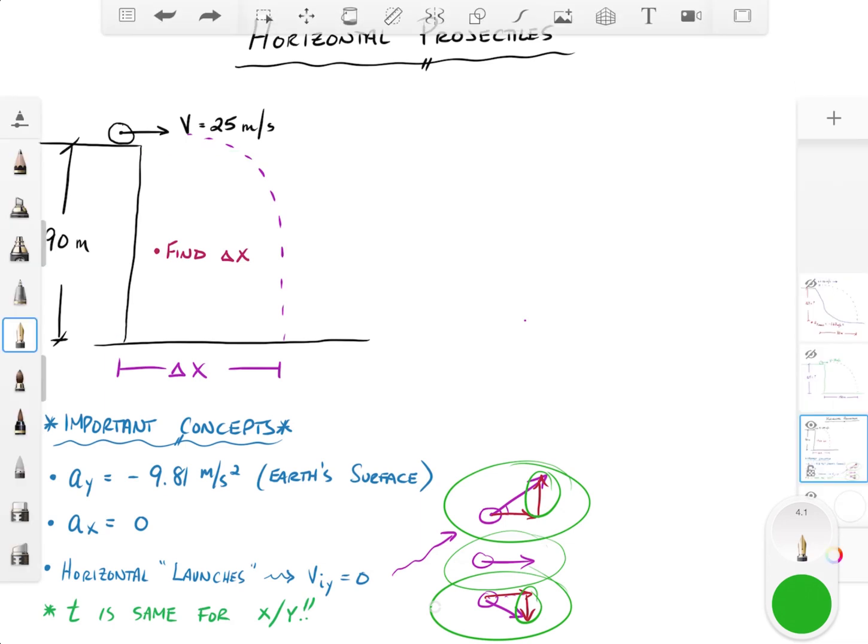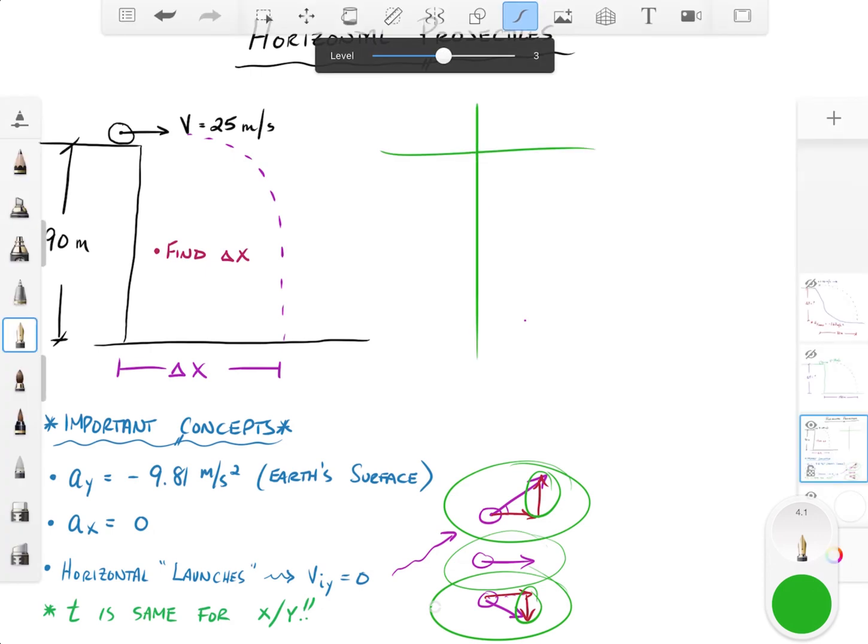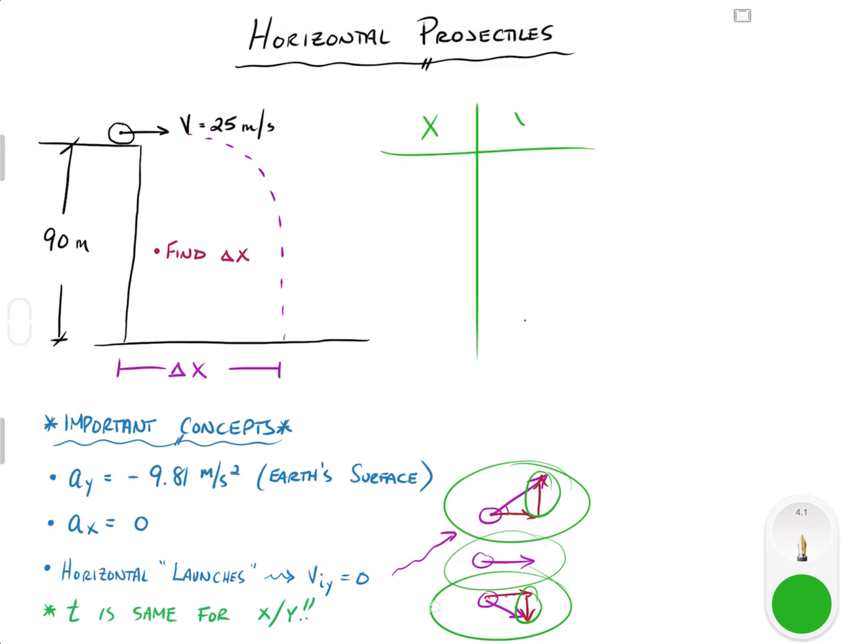All right, as always, I recommend we make an XY table when we want to analyze these questions. So we'll keep the horizontal and the vertical separate. We've got an initial, a final, an acceleration, a displacement, and a time for both the horizontal and the vertical components of this motion. We'll do delta y in that case. We'll fill in what we know. So horizontal launch, so 25 meters per second, because that's entirely horizontal.